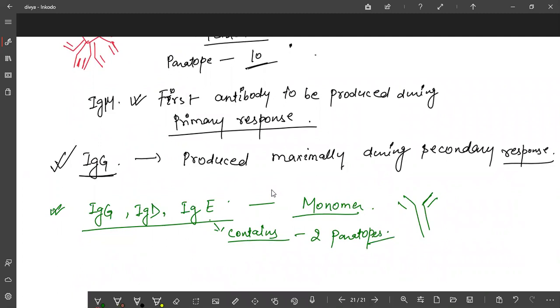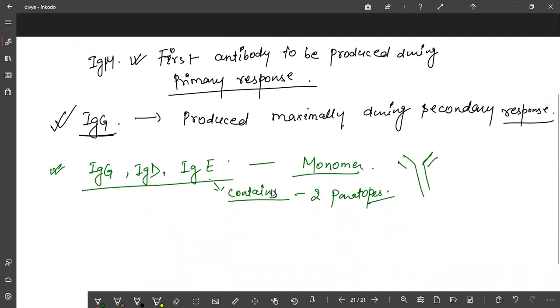Is it clear to you? Epitope and paratope? Structure of antibody, any doubt in that topic? Okay. Now, this is all about antigen, antibody, structure of antibody, types of antibody.